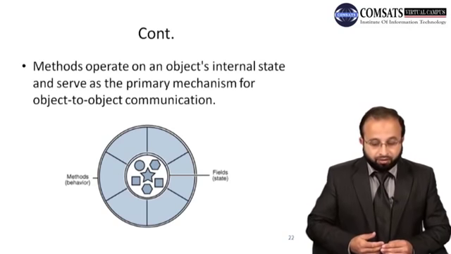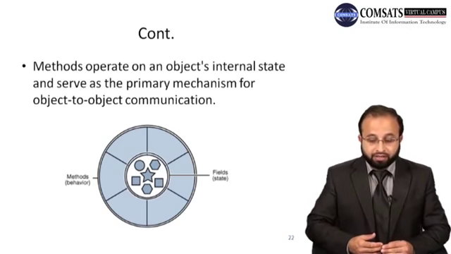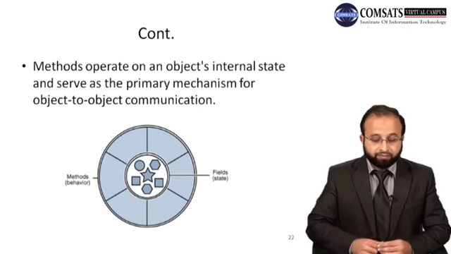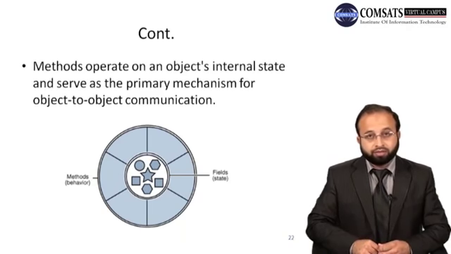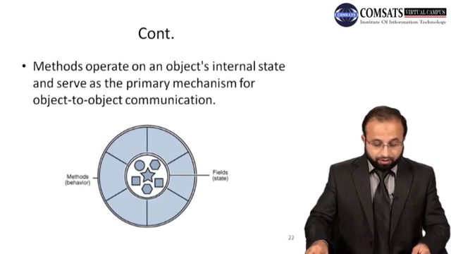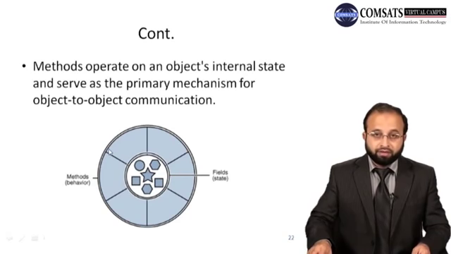So the methods operate on objects' internal state and serve as the primary mechanism for object-to-object communication. So let's consider this figure on the slide. You can see in the outer circle there are 1, 2, 3, 4, 5 methods, that is behavior, and then these are the states. Now if you want to interact with the state, you have to execute a particular behavior.